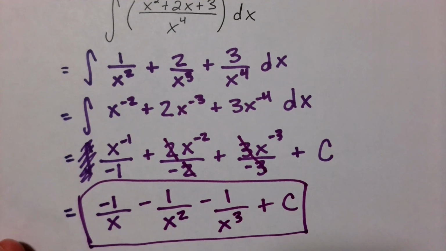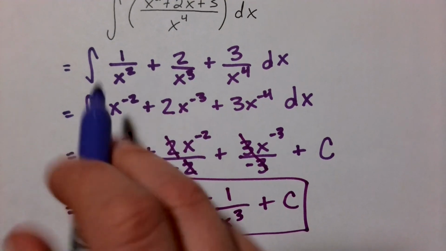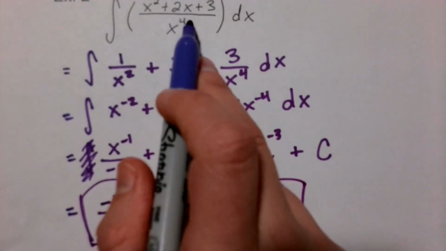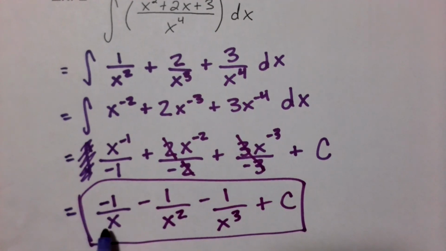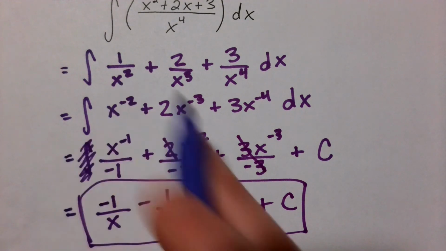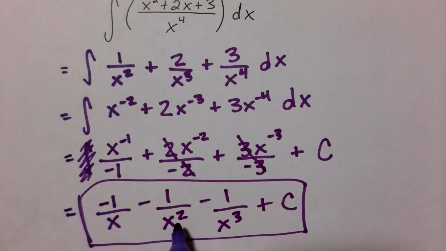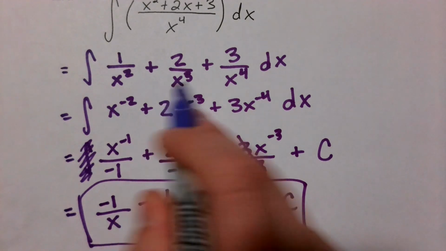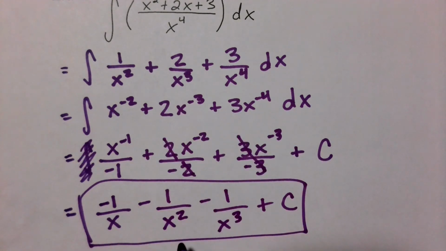So this one's a little bit harder to check, probably easier to check here than it is in our original function, but we are getting used to these a little bit more where we can say, okay, this would be a negative x to the negative first, so if I take the derivative, it would be a positive 1 over x squared. This guy would be a positive 2 over x to the third, and then a positive 3 over x to the fourth. And then it could have had a constant, we don't know.